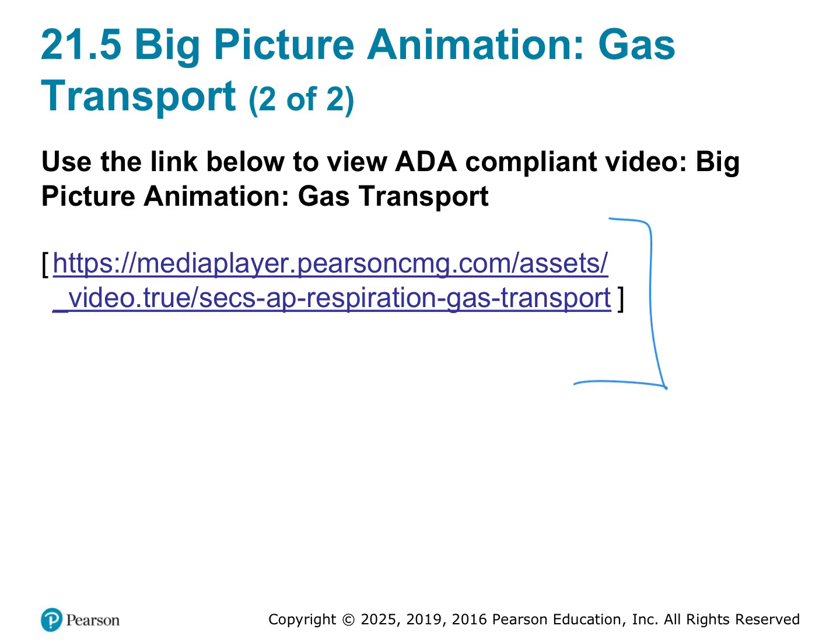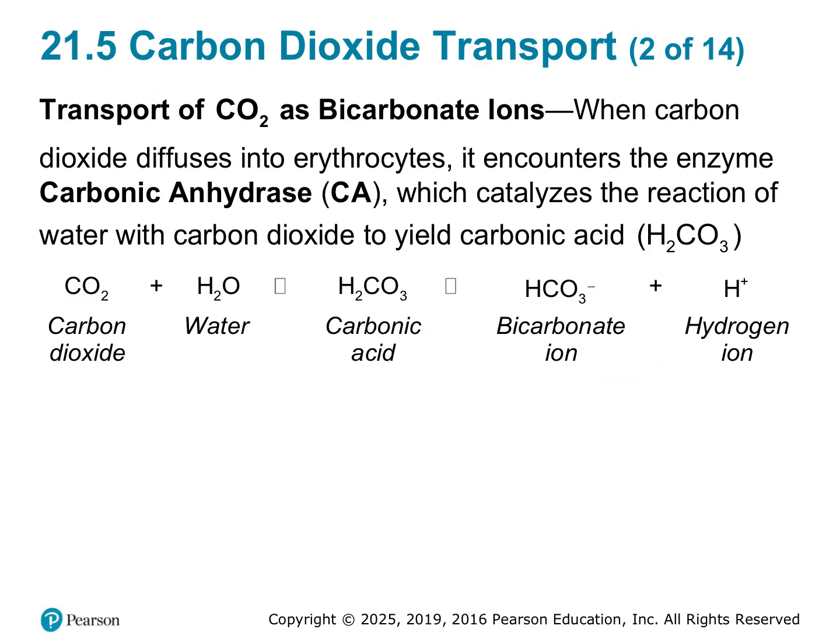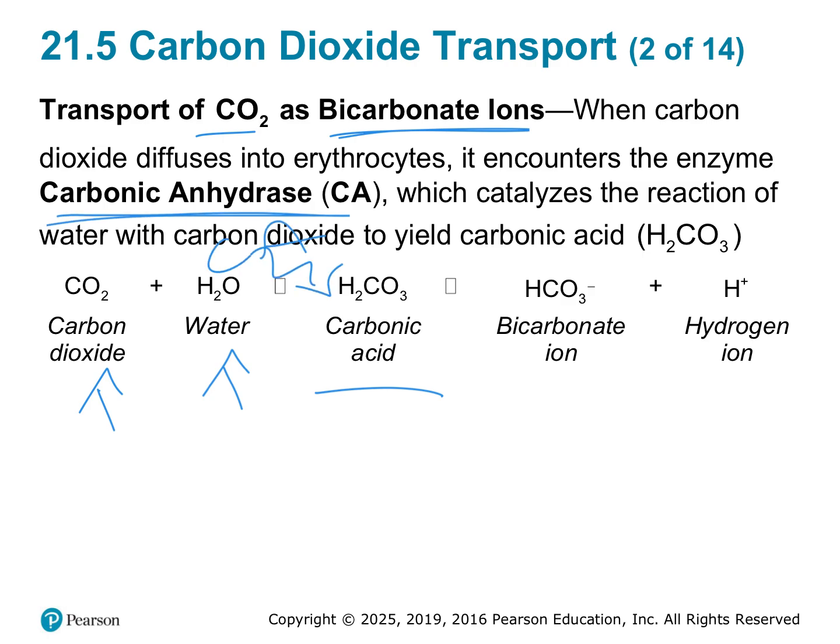Here's another animation that you can watch. So here's the formula I just had up. So carbon dioxide is going to be inside of the bicarbonate ion. Carbon dioxide formed by the tissues interacts with water in the plasma. We form carbonic acid. The carbonic anhydrase, that's an enzyme that's going to act with the carbon dioxide in the water to form carbonic acid. And carbonic acid naturally dissociates into bicarbonate ion, where the carbon dioxide is stored, and then the hydrogen ion.